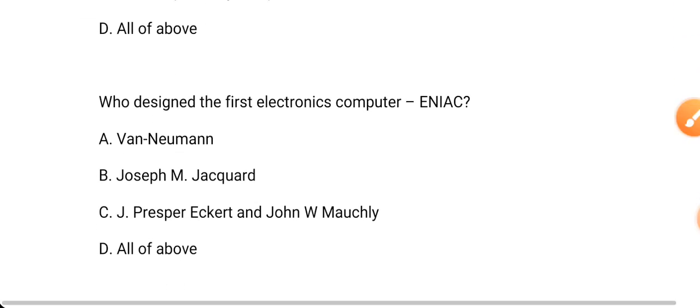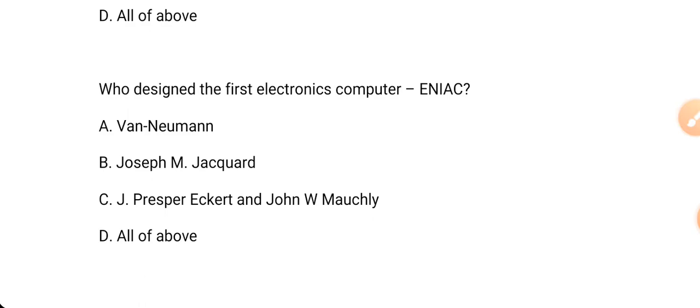Next question. Who designed the first electronics computer ENIAC? Its answer is option C, J. Presper Eckert and John W. Mauchly.